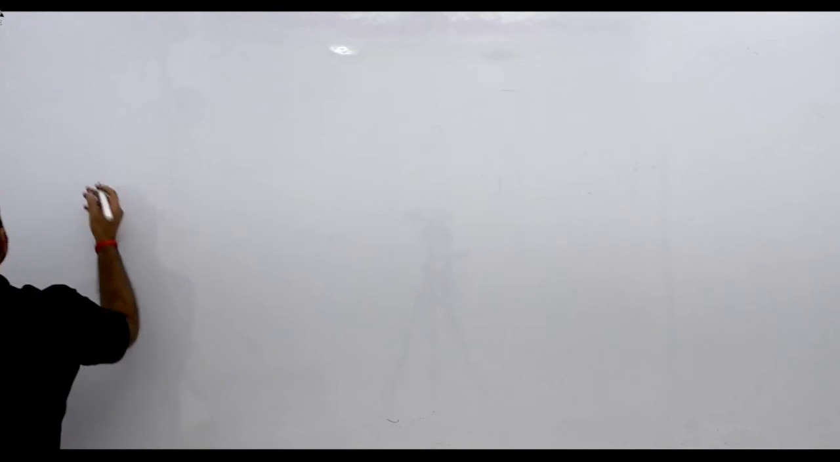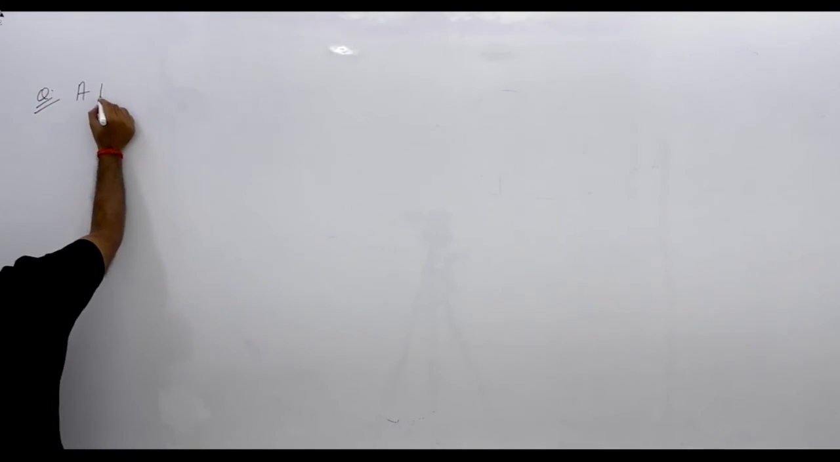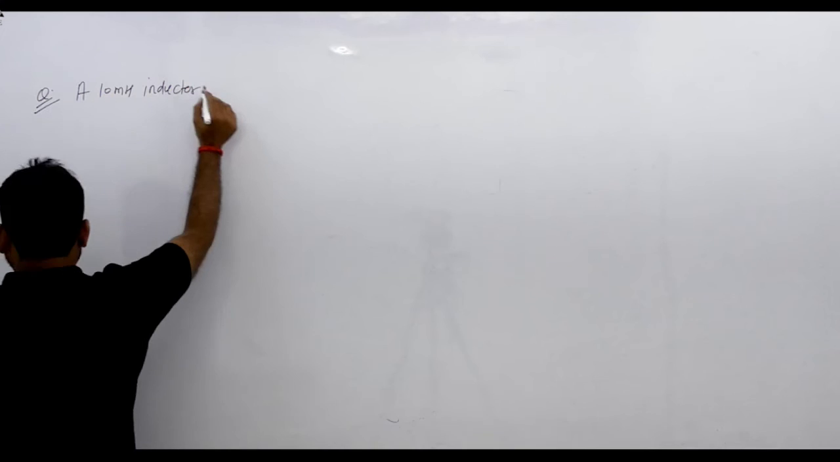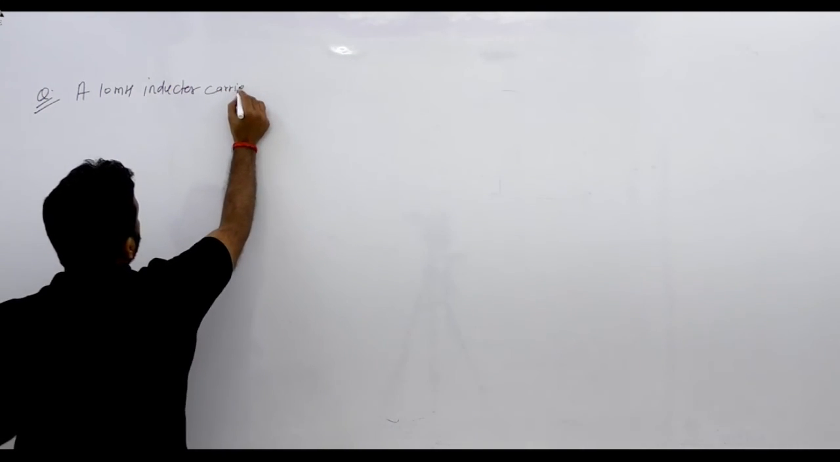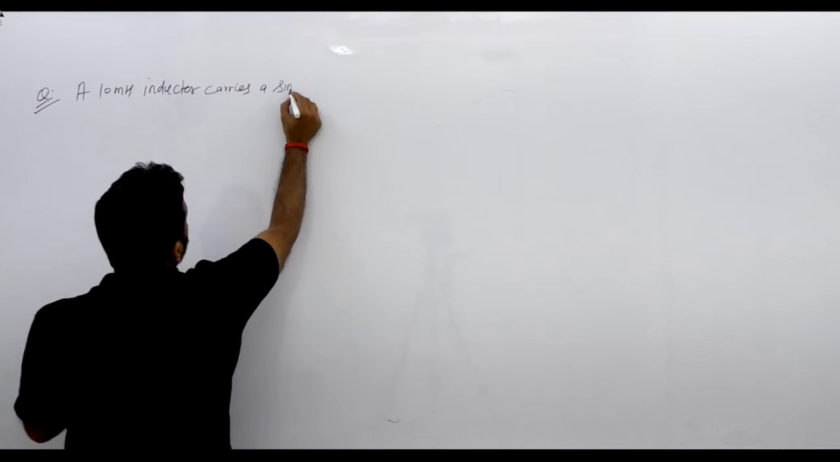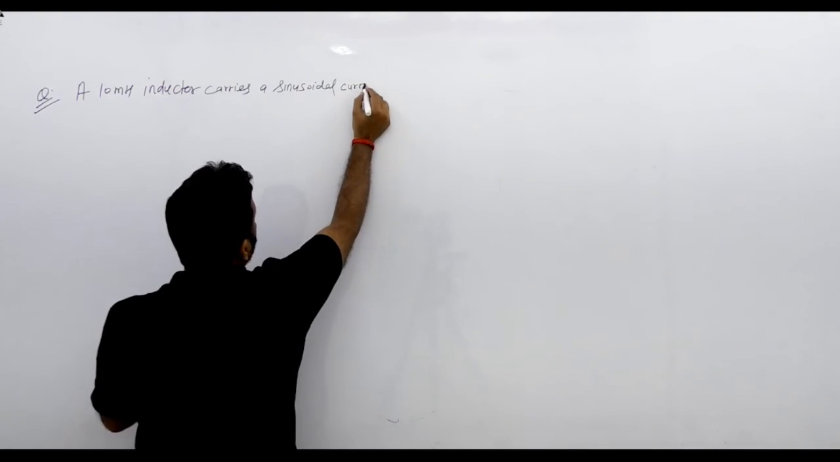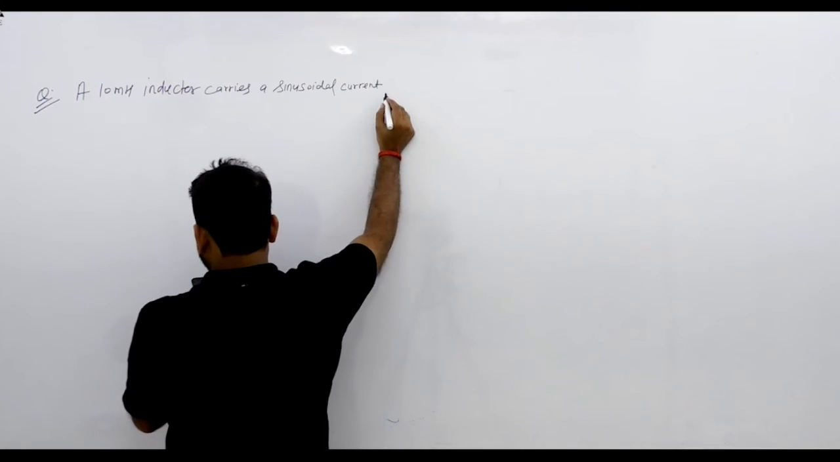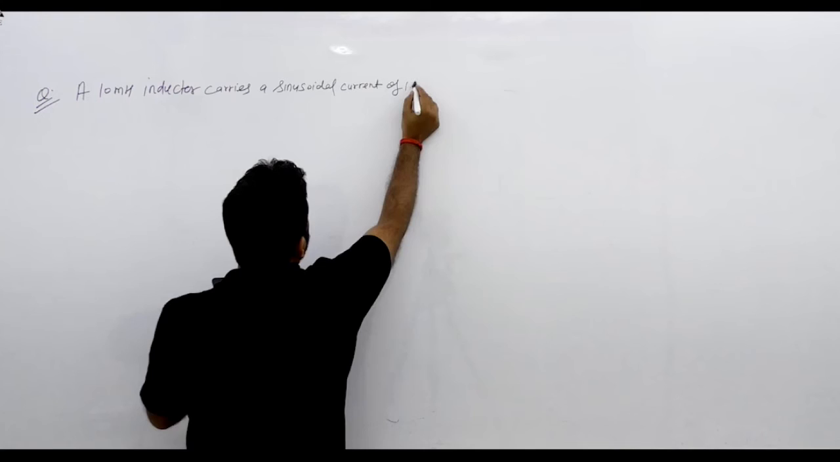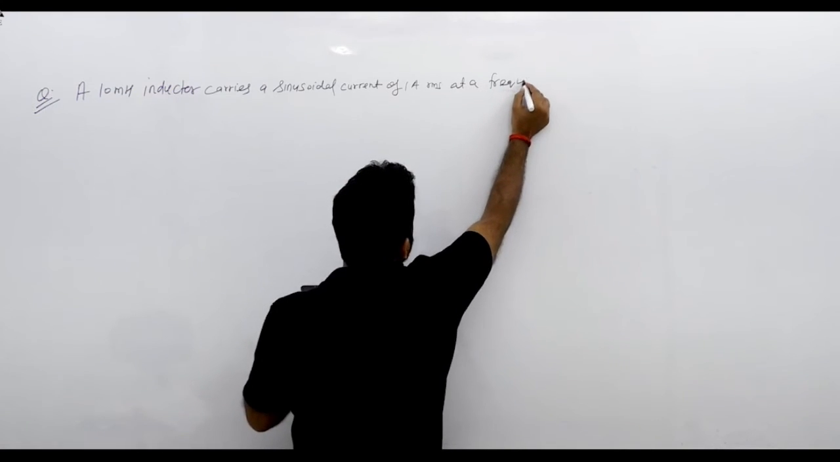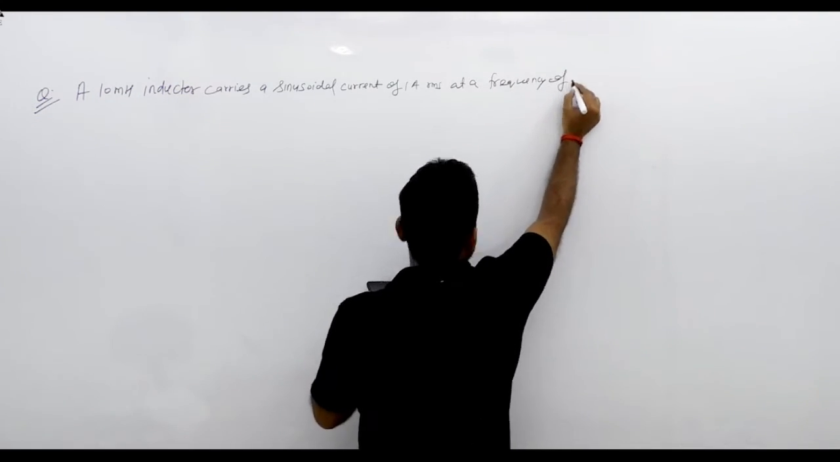Now next question for the inductive circuit is: a 10 mH, that is millihenry inductor, carries a sinusoidal current of 1 ampere RMS. ठीक है. At a frequency of 50 hertz.